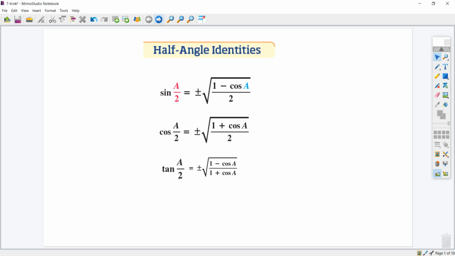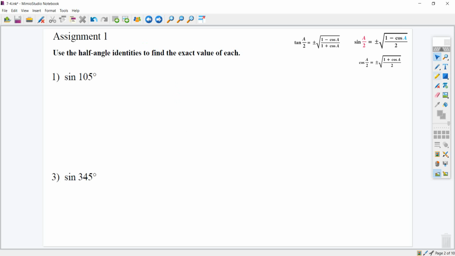So let's start with the very first one. The first question is saying: what is sine of 1 over 5? Use the half angle identities, the one that we can use here to calculate it. We have three formulas here.